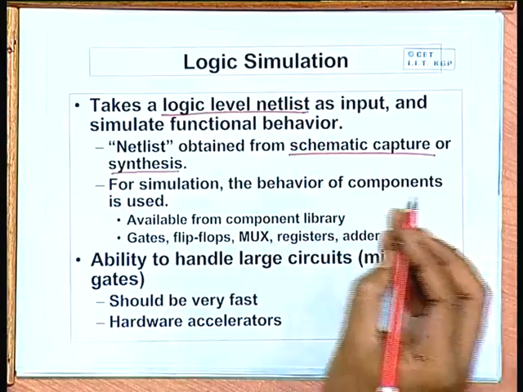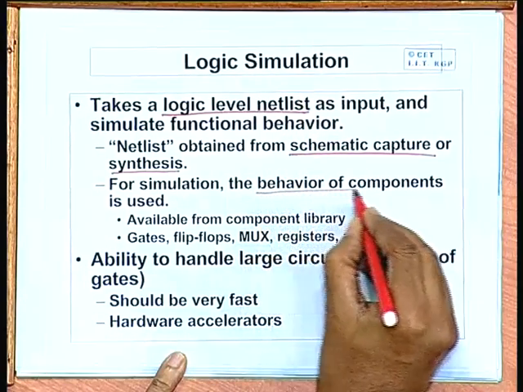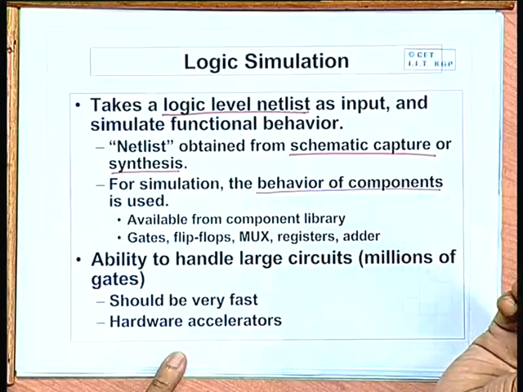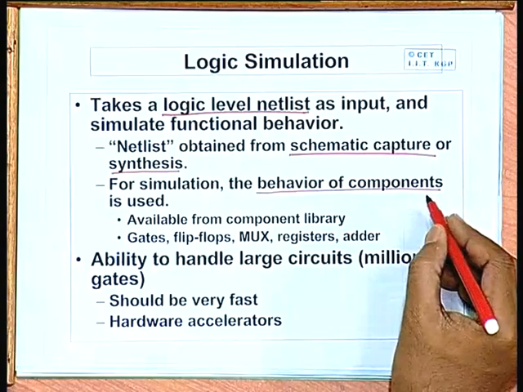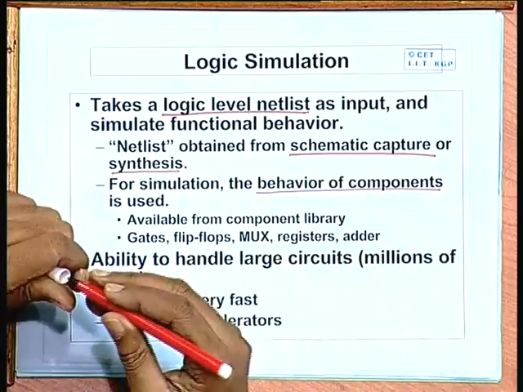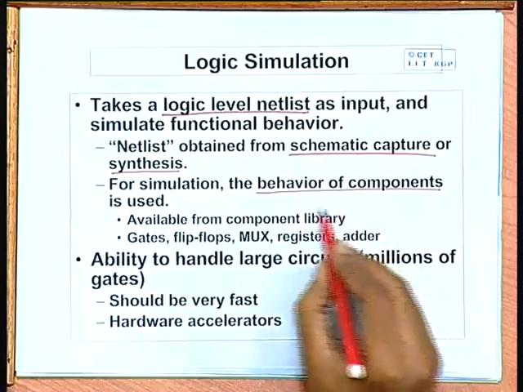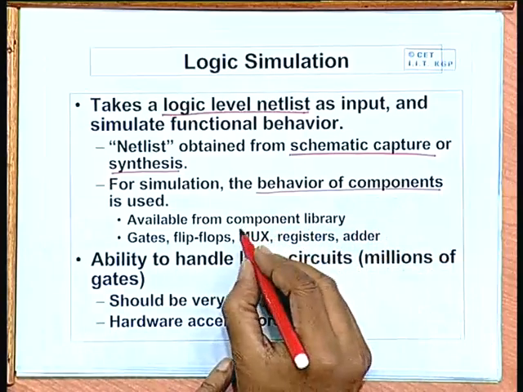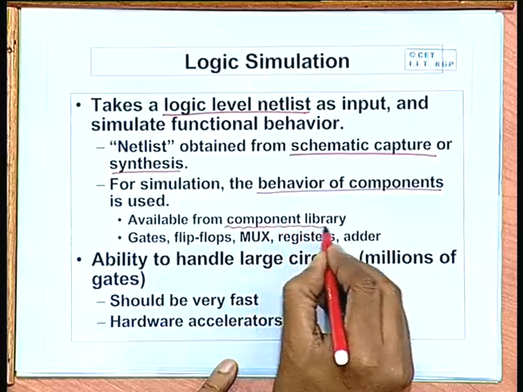But when you are doing simulation, you need the behavior of the components. What does this mean? Suppose the components are simple gates like AND or NOT, then what you need is the input output behavior of the gates. You need either the Boolean function or the truth table in some form. You need the behavior of the gate in order to evaluate its output when particular input values are applied to it. The behavior of the components is assumed to be present in the so called component library.